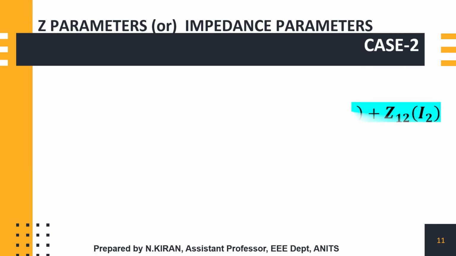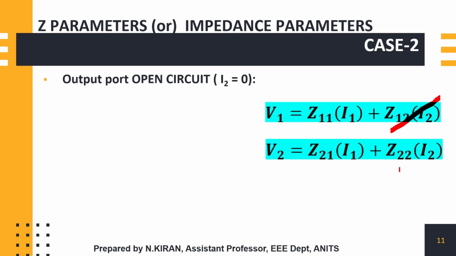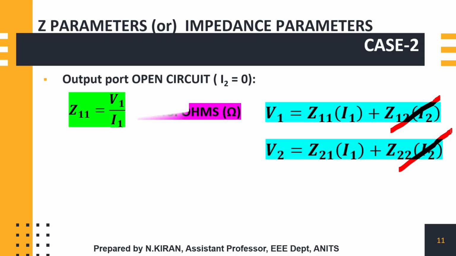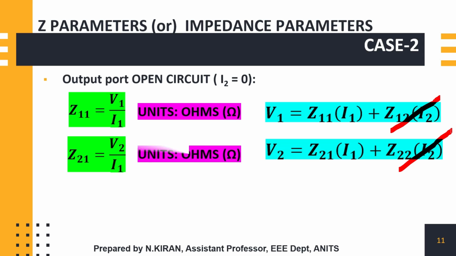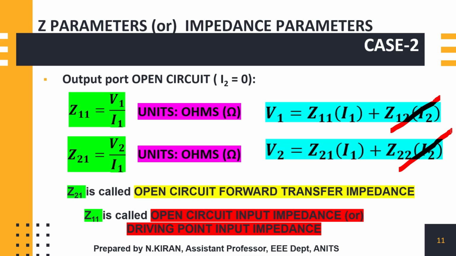The second case, let I2 be 0. When I open circuit the second port, these two terms become 0. So I'll get the expression Z11 to be V1 by I1. Units are ohms, and Z21 is V2 by I1. Its units are also ohms. Here Z11 is called open circuit input impedance or driving point input impedance, and Z21 is called open circuit forward transfer impedance.